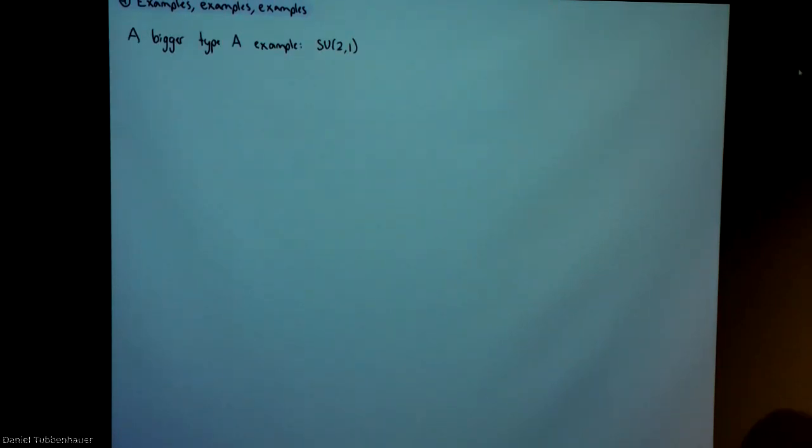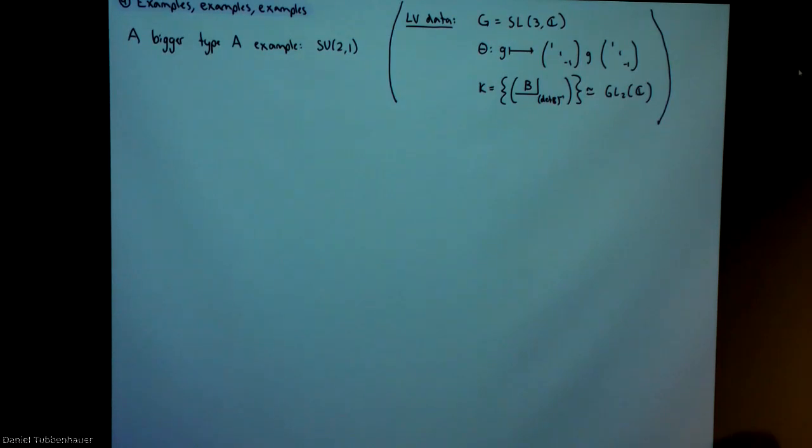Okay, so let's see another example that's slightly bigger, still type A. Here's a more interesting real group, SU(2,1). First of all, what is this group? I told you that I can define a group in terms of Lusztig-Vogan data. So here the data is a complex group, which is GL3(C), an involution, which is conjugation by that matrix, and a finite index subgroup of the fixed points. In this case, I'll take the entire fixed points, which look like a copy of GL2.